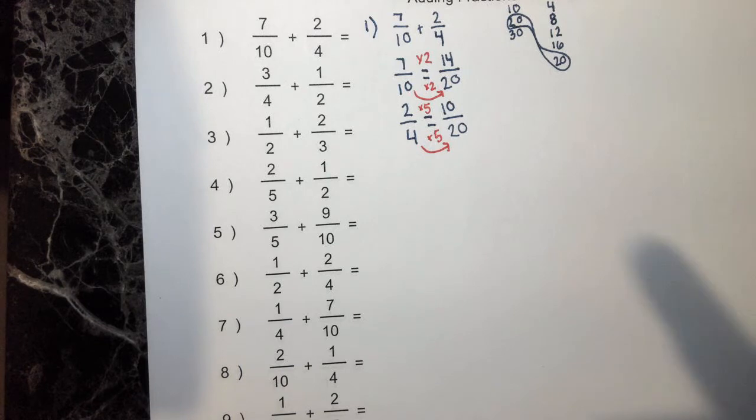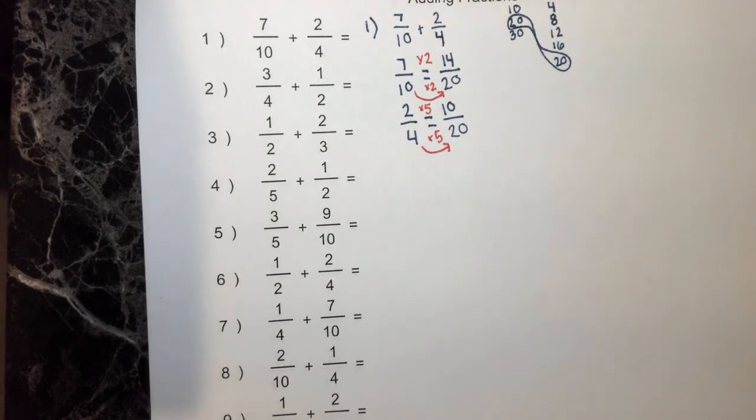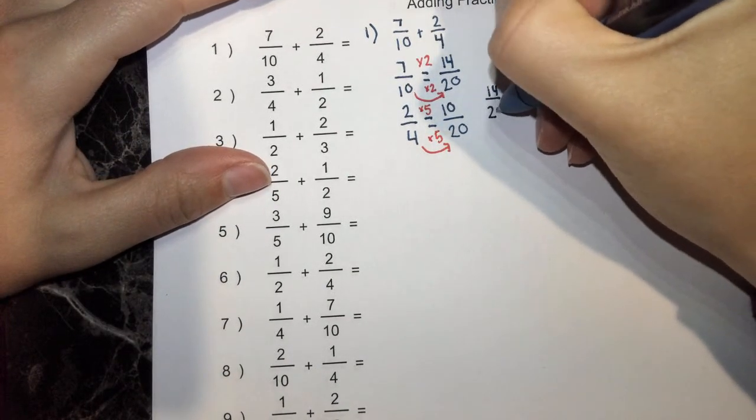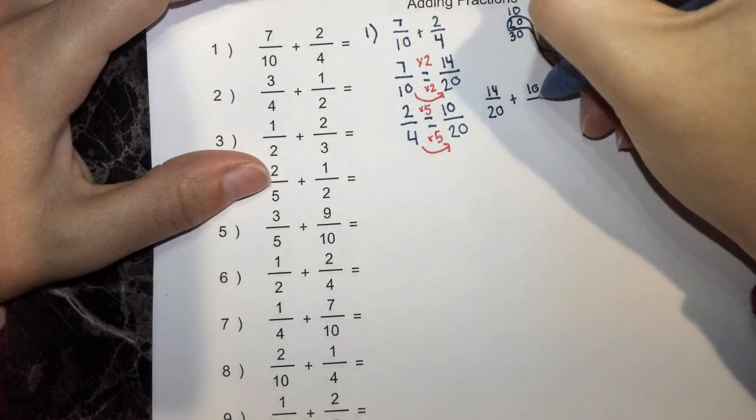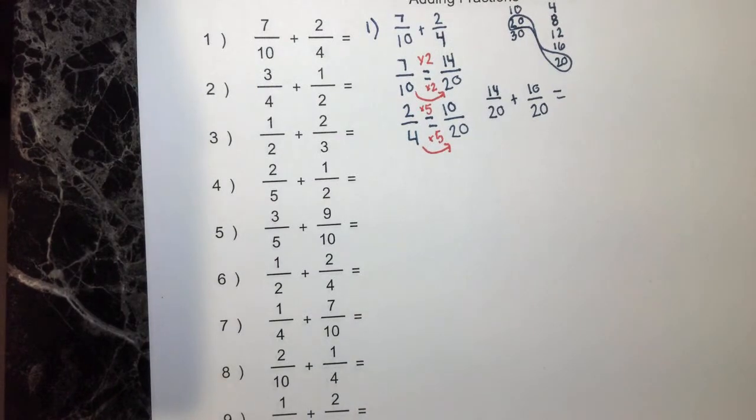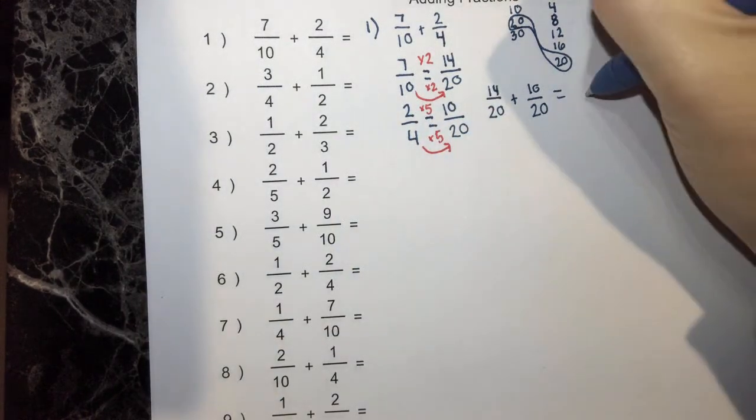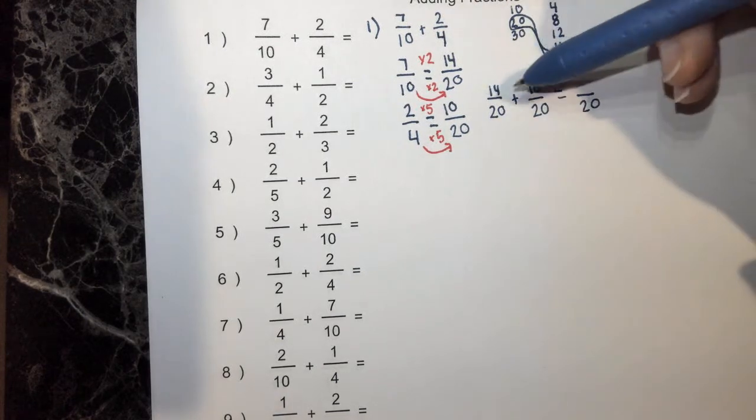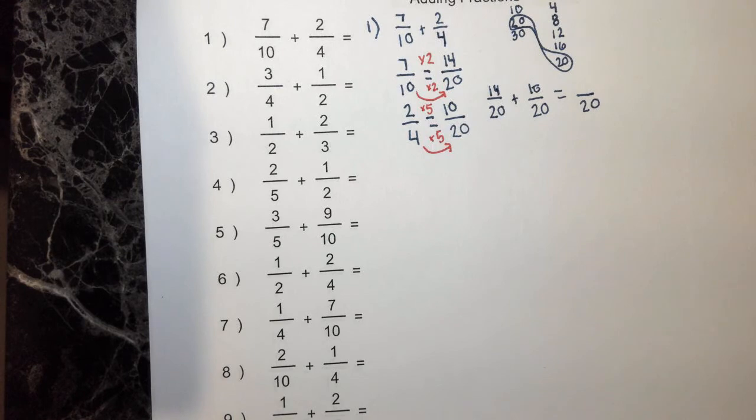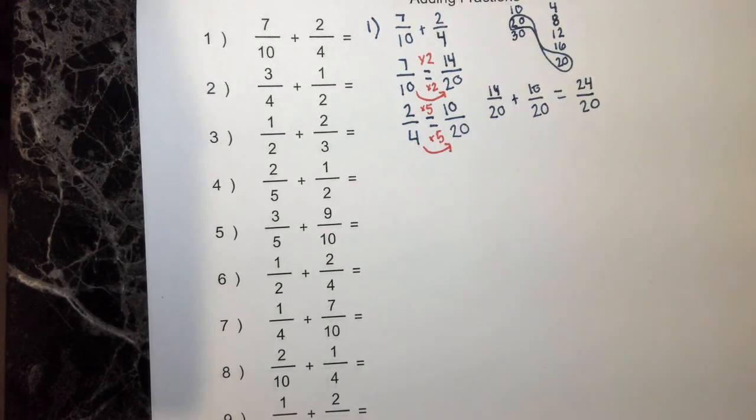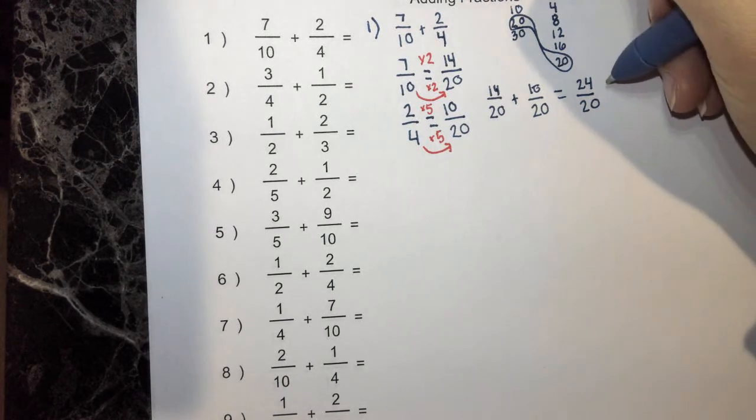Alright, so now you have 2 fractions with common denominators. They both have 20. That means I can now add those together. So I would add 14 20ths plus 10 20ths. Now the bottom is the same. You do not add the bottom together. It's 20, so my answer would be 20. And now I can add the top. 14 plus 10 is 24. So your answer would be 24 over 20, and that is a perfectly good answer for right now.